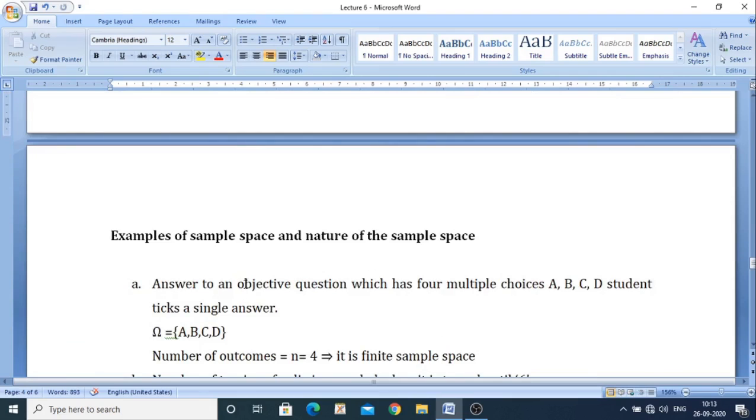Now let us see some examples on the sample space, so that you can know the nature of the sample space.